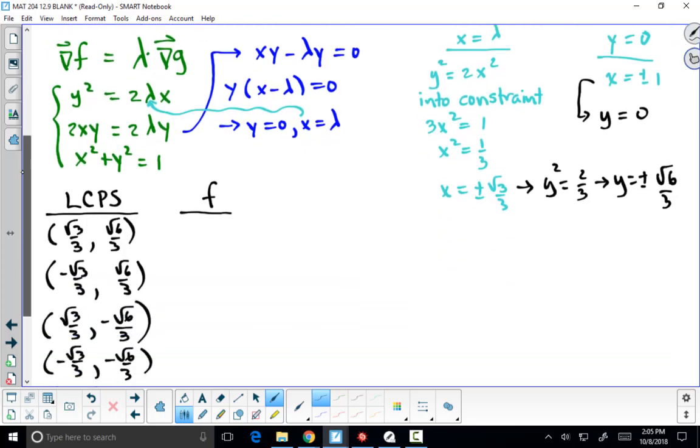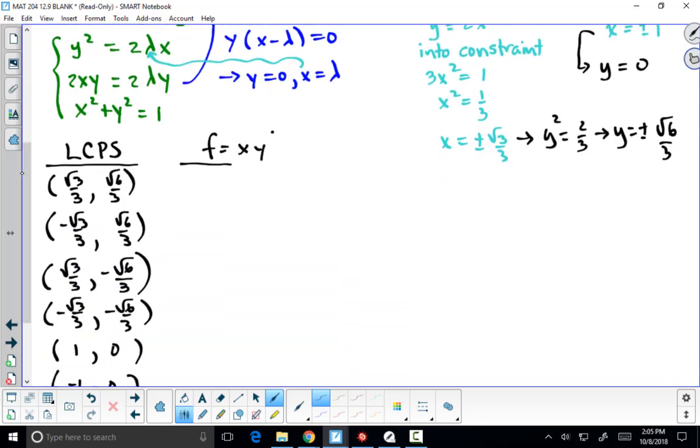F is equal to xy squared. That's easy. All right, so plug them into the function. So x times y squared, we're going to have 6 over 9 times this. So that's 2 root 3 over 9. Somebody be checking this arithmetic. Plug in that one, and I think we're going to get the same thing except negative.